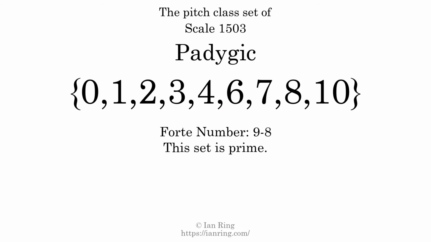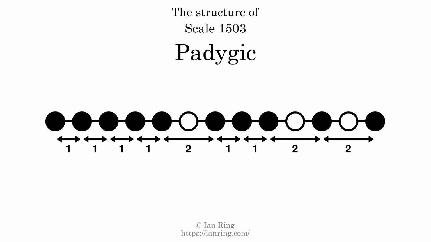The pitch class set for this scale is 0, 1, 2, 3, 4, 6, 7, 8, 10. The forte class is 9-8. This set is prime. The structure of a scale is a description of the interval distance between each successive tone. This scale has a structure of 1 1 1 1 2 1 1 2 2.